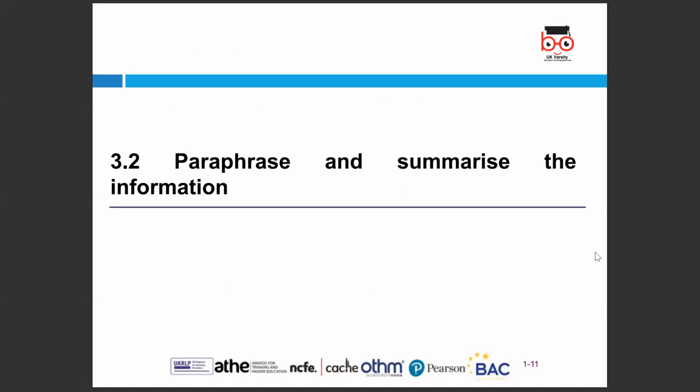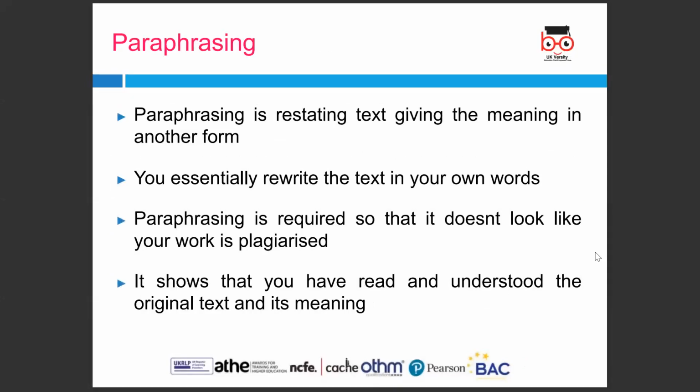So 3.2, paraphrase and summarize your information. Paraphrasing is restating text, giving the meaning in another form. You essentially rewrite the text in your own words. Paraphrasing is required so that it doesn't look like your work is plagiarized. It shows that you have read and understand the original text and its meanings.